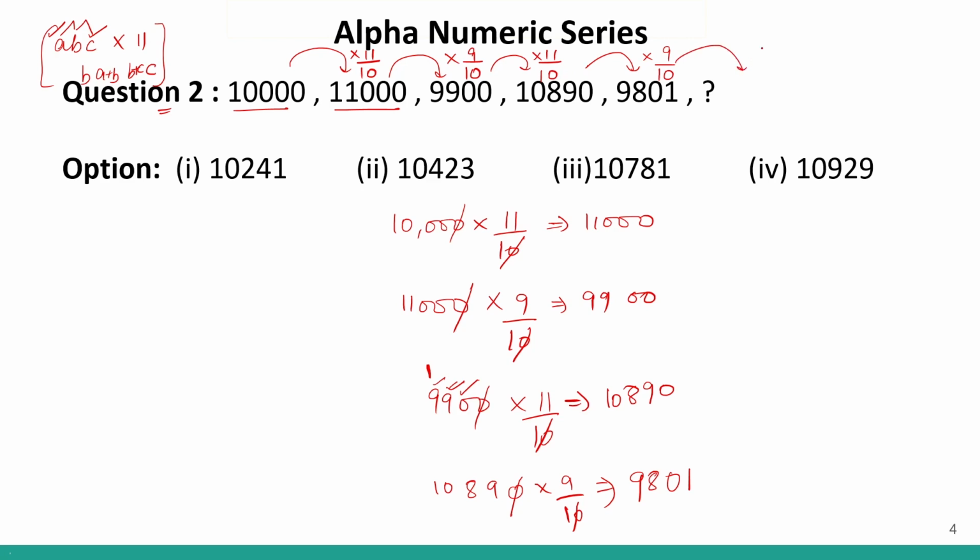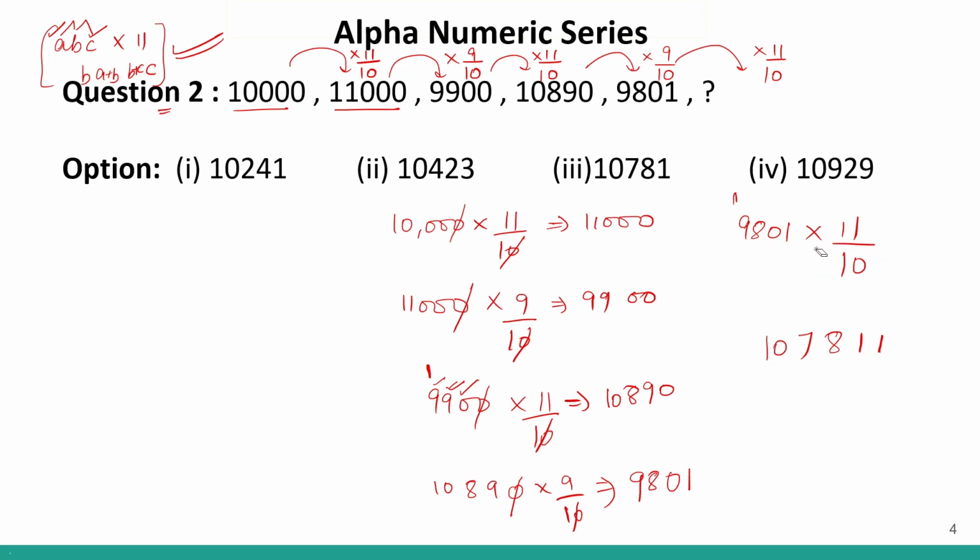So the next one will be into 11 by 10, correct? So 9801 into 11 by 10. Let us hold the 10. Let us do this. So we will use this same logic. First we will get 1, then we will get 0 plus 1, which is 1. We will get 8 plus 0, which is 8. Then we will get 9 plus 8, which is 17. 1 will be carried. Then we will get 9 plus 1, that is 10.